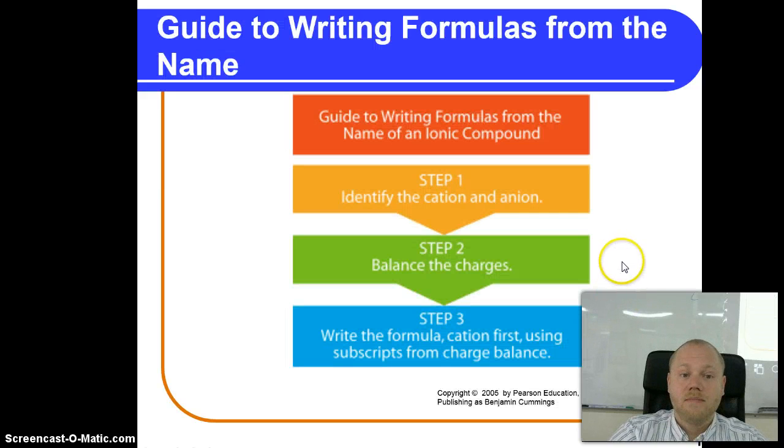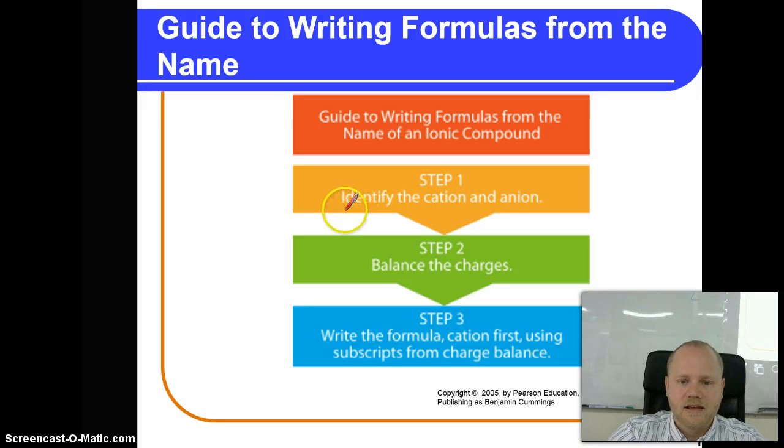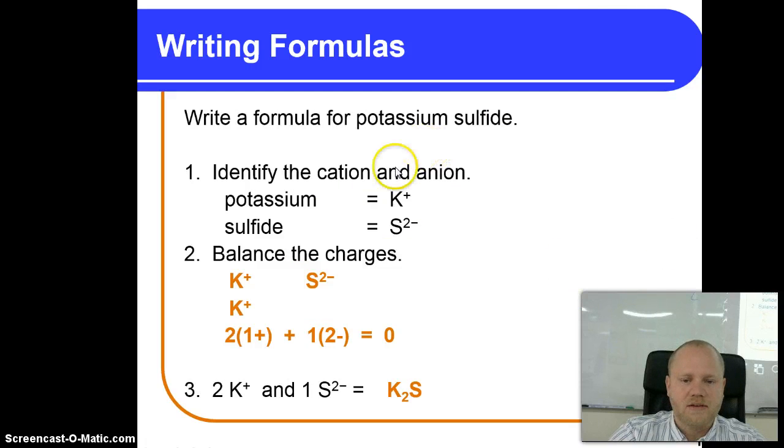Now we're going to go from names to chemical formulas. So first thing we need to do is identify the cation and the anion, balance their charges, and then write the formula. So using the name, our first step will be to write the ion with its charge.